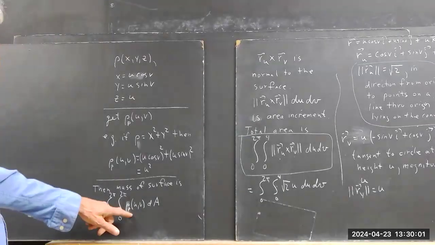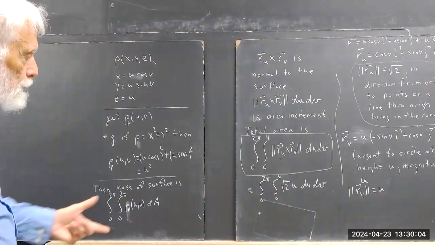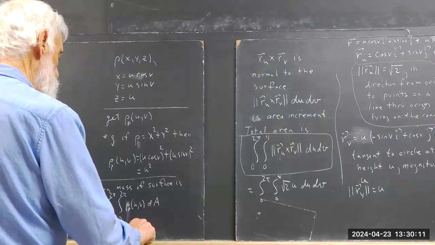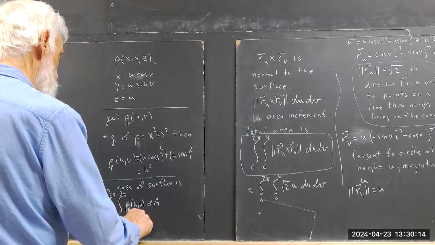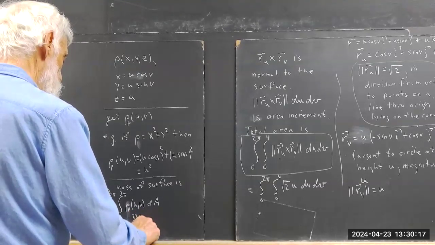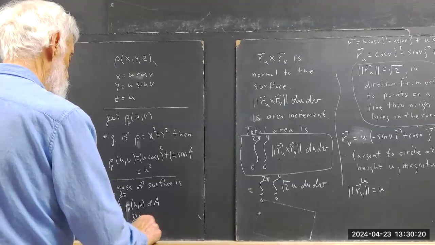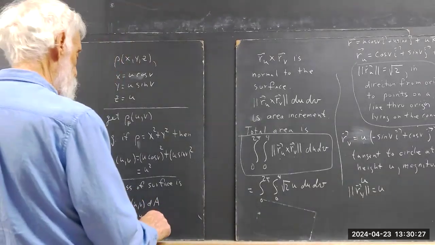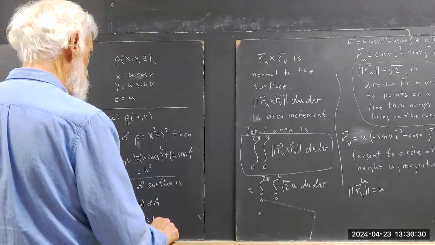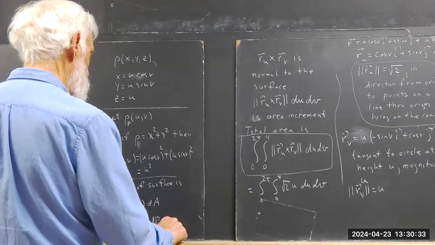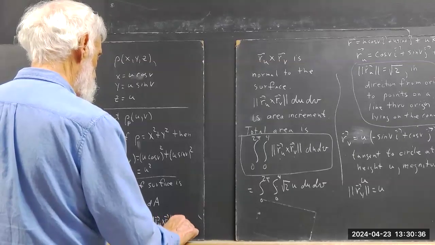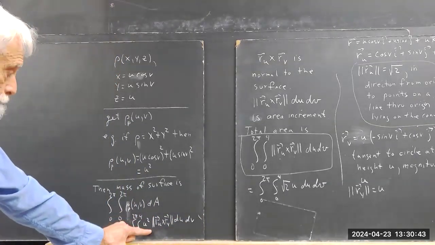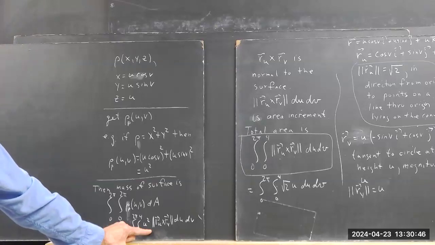I'll say rho_P of U, V times your area increment. And what's your area increment? Your rho of U, V is U squared. Your area increment in UV space is the magnitude of R_U cross R_V times your dU dV.